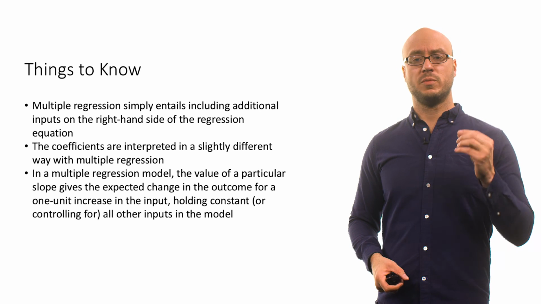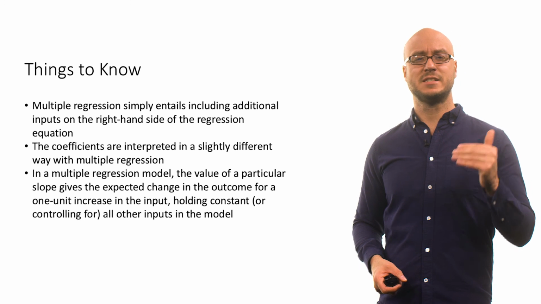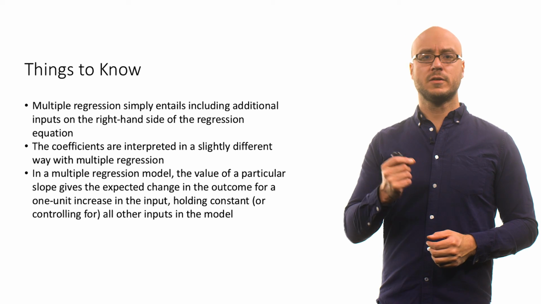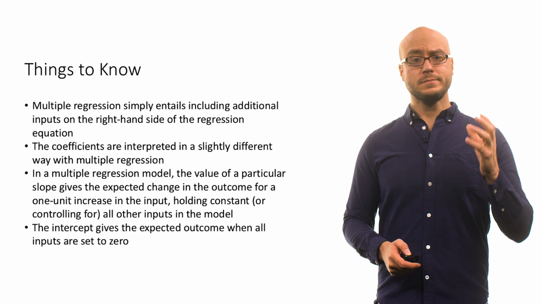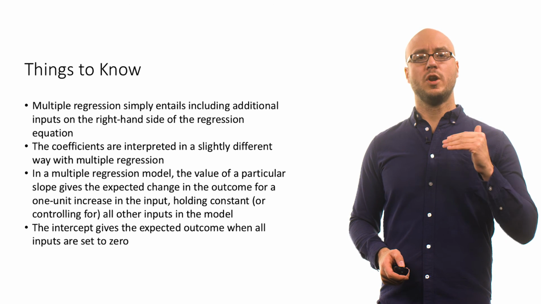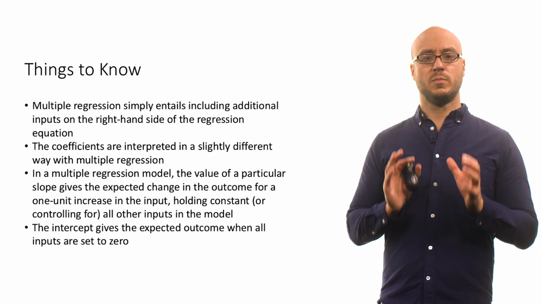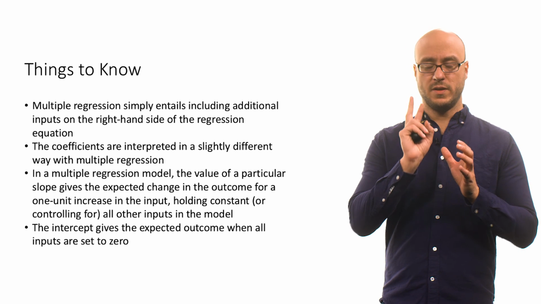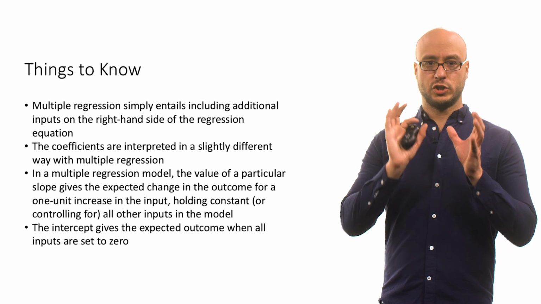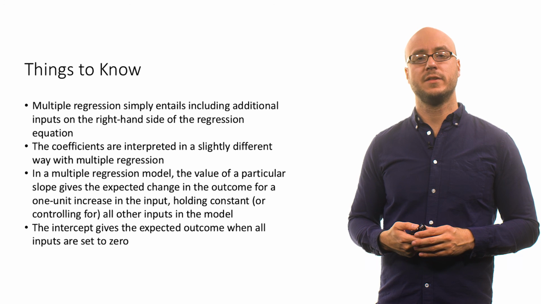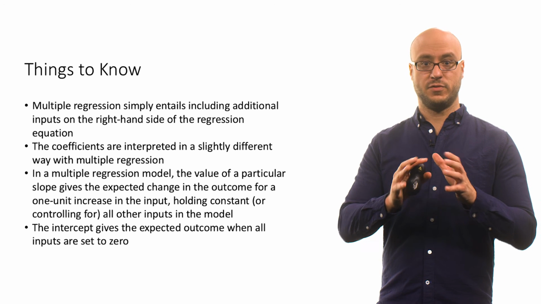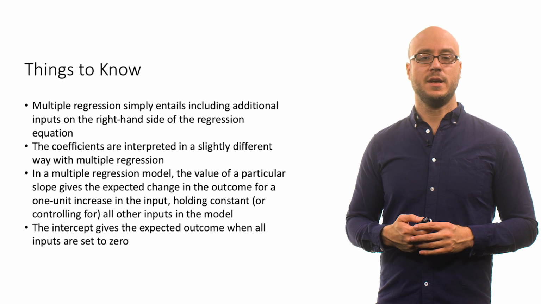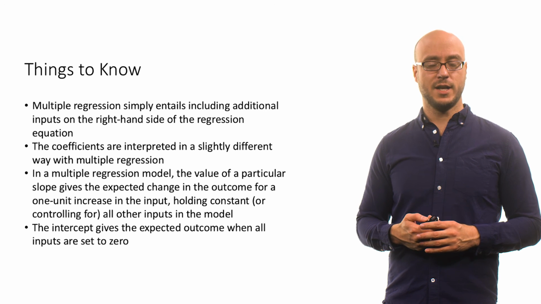In particular, with multiple linear regression, we say that the value of a particular slope gives the expected change in the outcome for a 1 unit increase in the input, holding constant or controlling for all other variables or inputs in the model. The intercept gives the expected outcome when all the inputs are set to 0. And finally, with 2 variables, you're looking at a plane fit through a 3D scatter plot. In the more general case, you're looking at a hyperplane fit through an n+1 dimensional scatter plot of data. With that, we conclude our discussion of multiple linear regression.